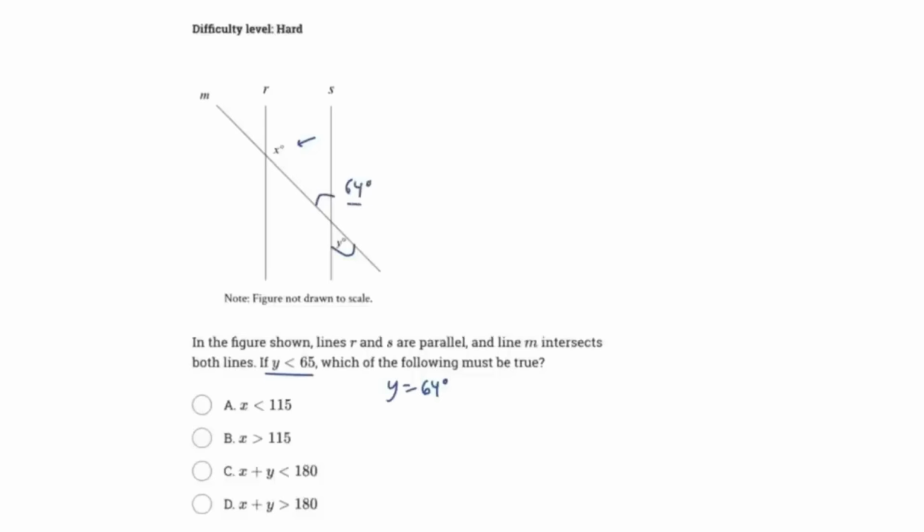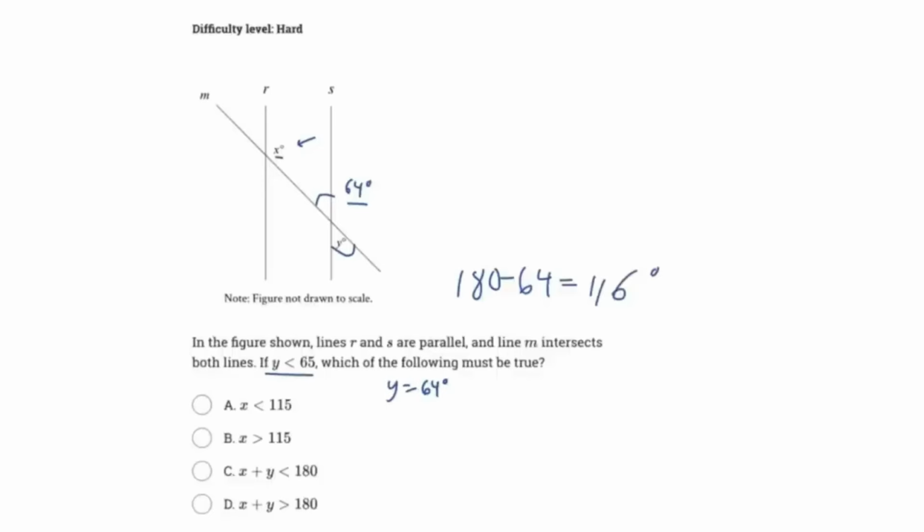And we can see here that this 64 degree angle and angle X are consecutive interior angles. And so what happens is that they are supplementary, so they have to add up to 180 degrees. So you get 180 minus 64, which gives us 116 degrees.